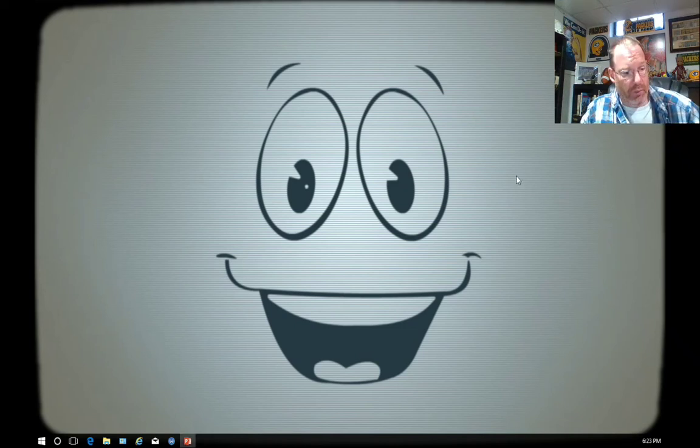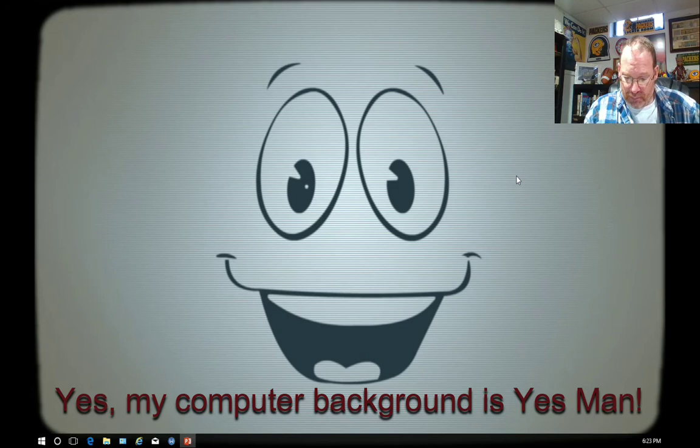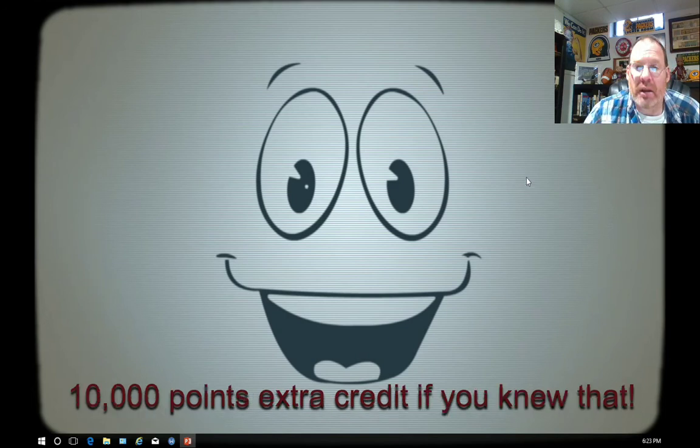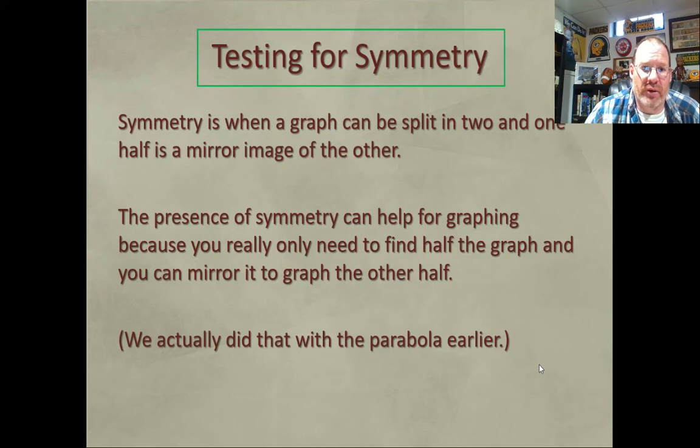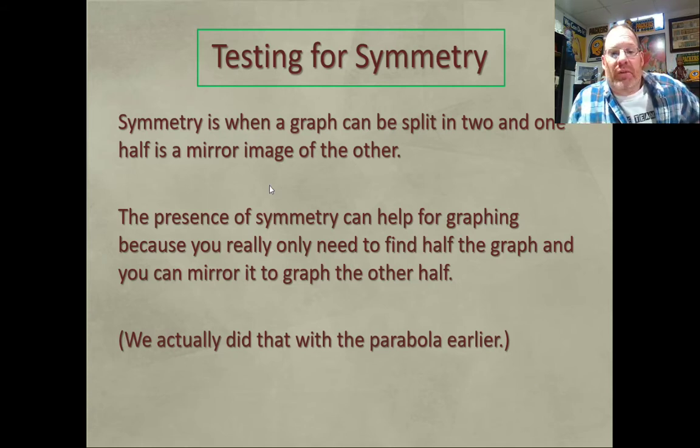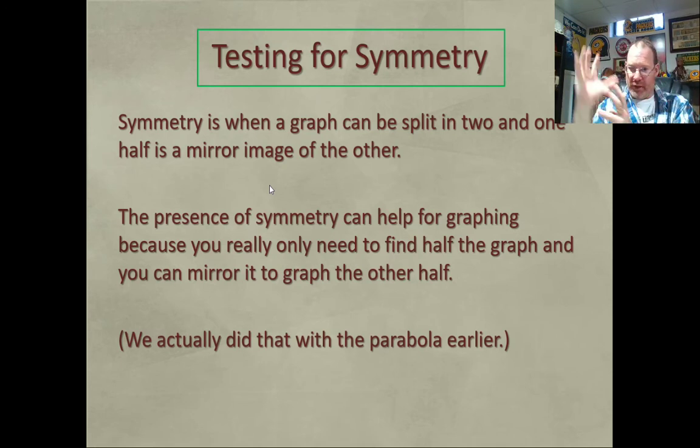We're going to continue learning how to help us make our graphs. And the next thing that we're going to learn is how to use symmetry to help us finish our graphs. Symmetry is when a graph can be split in half and both halves are mirror images of each other. And the presence of symmetry means that you don't have to do a complete graph. If you know that this half is symmetric to this half, you can just mirror the one half to the other. So it's an attempt to save some work.